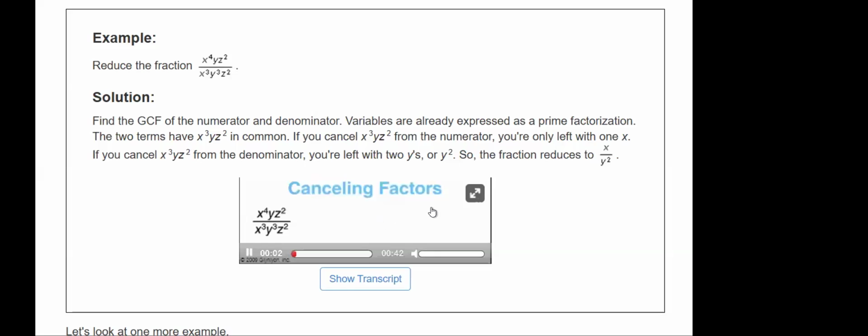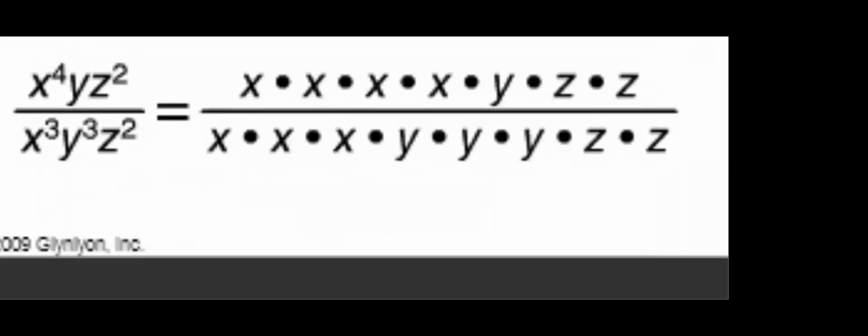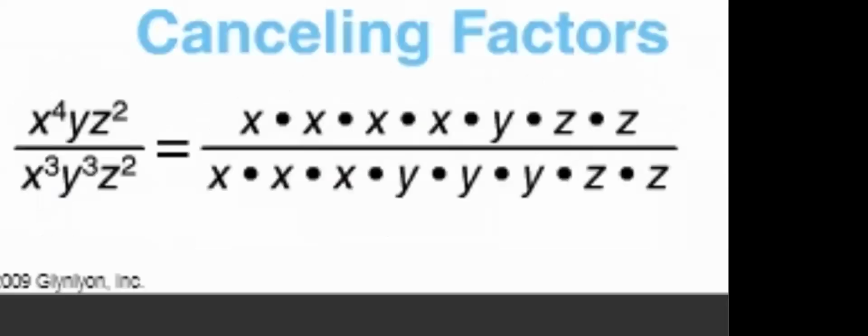Let's simplify this fraction by canceling the common factors. We can rewrite the fraction by writing out all the factors. Start with the x's. There are 3 x's common to both the numerator and denominator, so cancel 3 factors of x from each part.